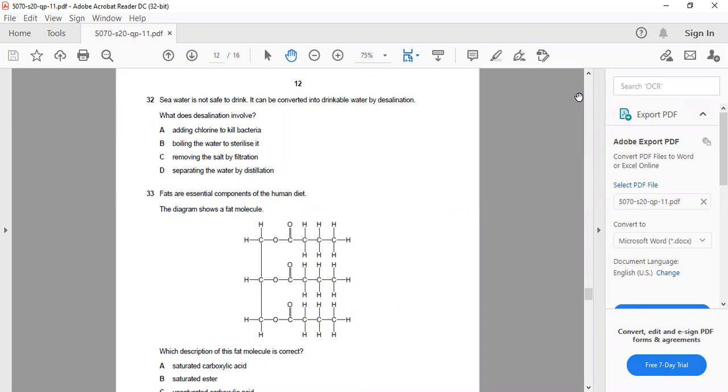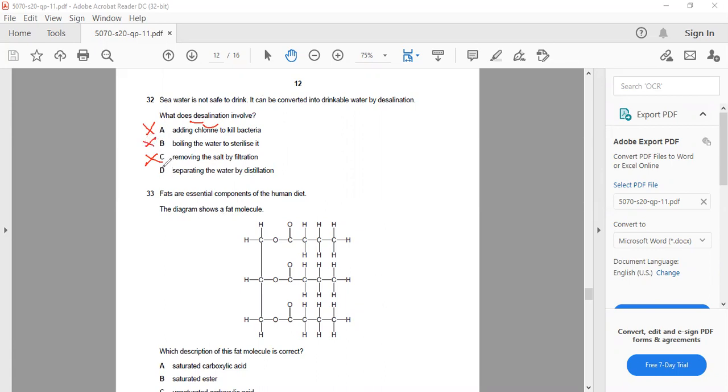Okay, MCQ number 32. This is about methods of purification, distillation, and filtration. What does desalination mean? De means removal. Saline, we say salt. Desalination means removal of salt. Salt is soluble, so it is not removed by filtration. It does not mean this, this is chlorination.